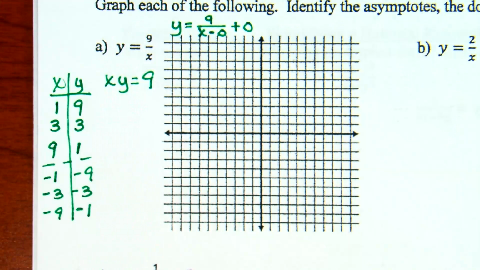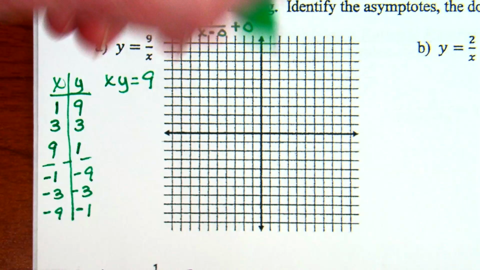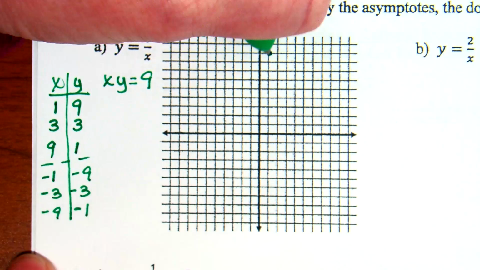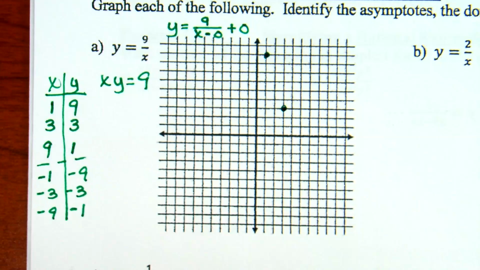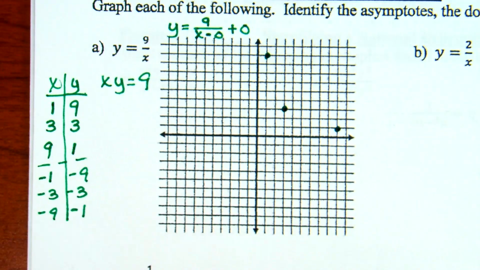Okay. Shall we graph it? 1, 9. Right 1, up 9. I will say these graphs are 10 lines, so you're one before the last line. So right 1, up 9. Right 3, up 3. Right 9, up 1.